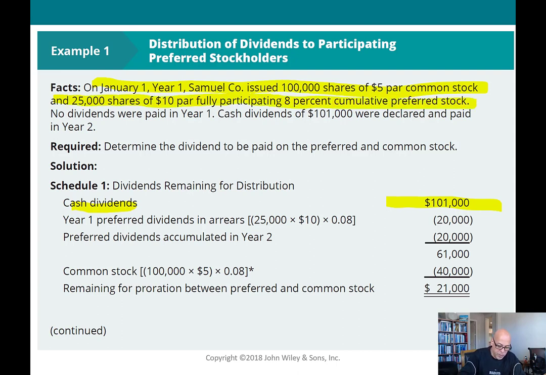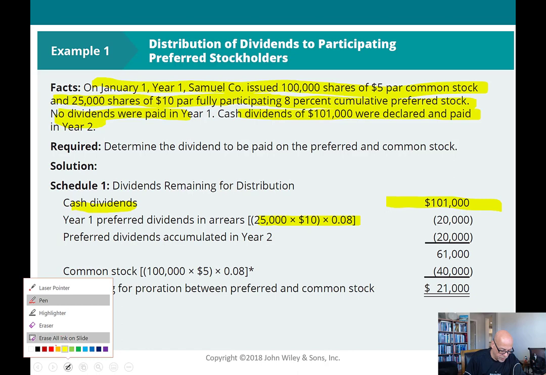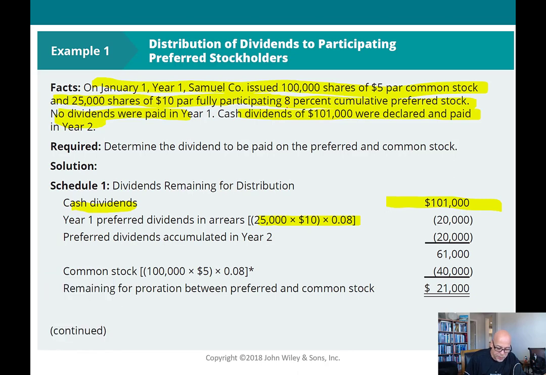No dividends were paid in year one, and then they pay cash dividends of 101, as you saw down there, in year two. Okay, so what happens? Well, the way you figure out the preferred dividend, first thing here is to take the par value times the number of shares times whatever they tell you the percent is, and that's given for the stock that was issued. In this case, they tell us it was 8%. So they've got 20,000 coming.